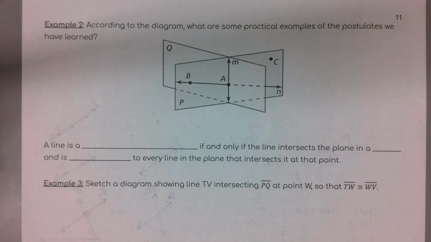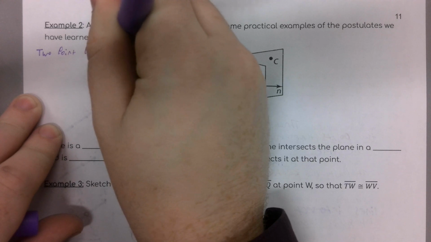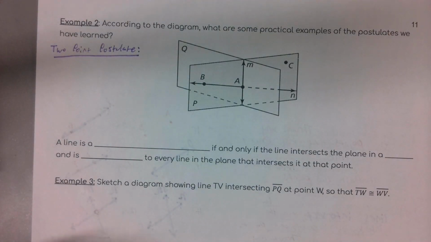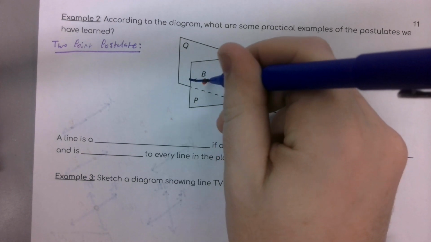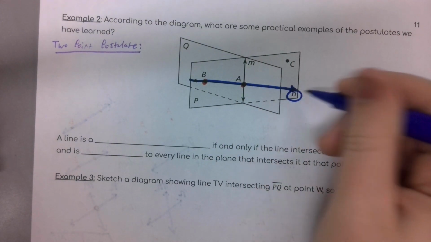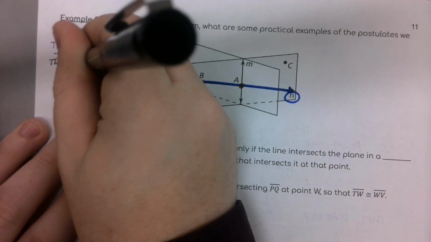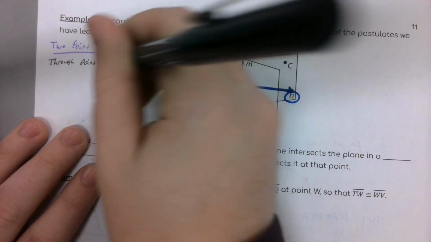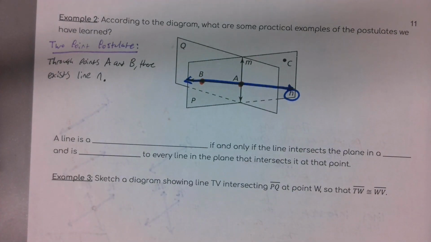Let me give you an example. Let's say I wanted to find an example of the 2-point postulate. The 2-point postulate, as a reminder, says if you have 2 points, then you can create a line that goes through them. On this diagram, do we see 2 points that have a line that goes through them? Why, yes, indeed we do. Through points B and A, we have this line, which we've been given the name N. So, for the 2-point postulate, we would write out: through points A and B, there exists line N. Fantastic.